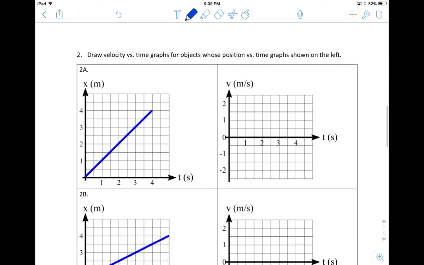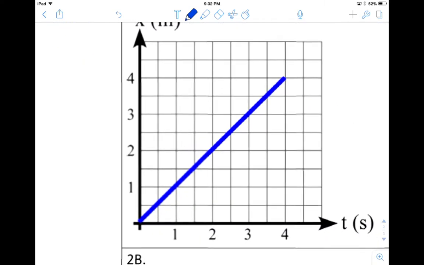All right, draw velocity versus time graphs for objects whose position versus time graphs are shown on the left. So we're going to look over here at 2A first. Now, on this, notice that now I've got numbers. Since I've got numbers, that means I'm going to have to calculate velocities. So to find my velocity, remember that I'm finding my slope, rise over run. So let's zoom in on this just a little bit.